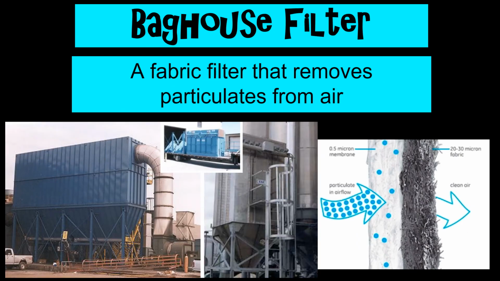Another device that is commonly installed to remove particulate matter from the air is called a baghouse filter. The way I like to think of it is just a big fabric filter that's attached onto the smokestack. So if you want to reduce the amount of particulates going into the air, have them run through this fabric filter, and it will remove many of those particulates from the air.